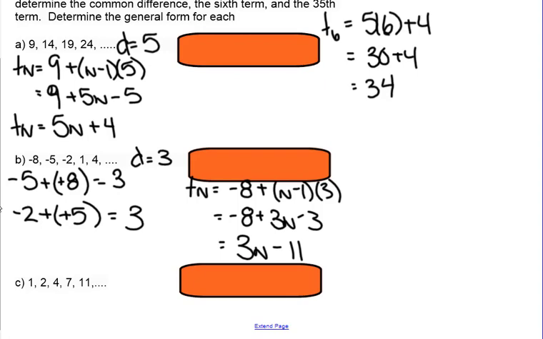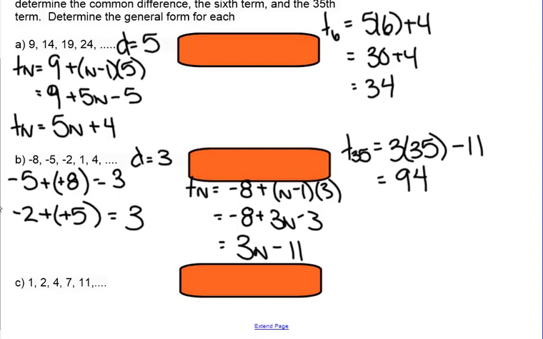And so now to find our 35th term, T35 is equal to 3 times 35 minus 11. So 3 times 35 minus 11 is equal to 94.